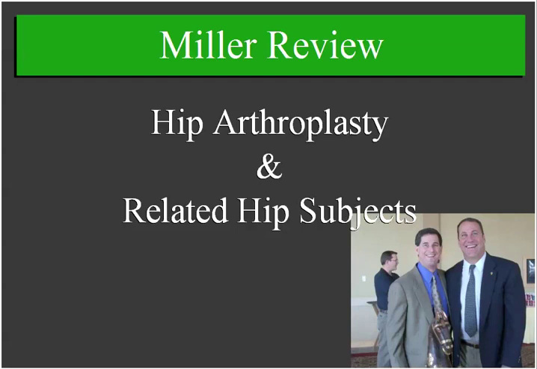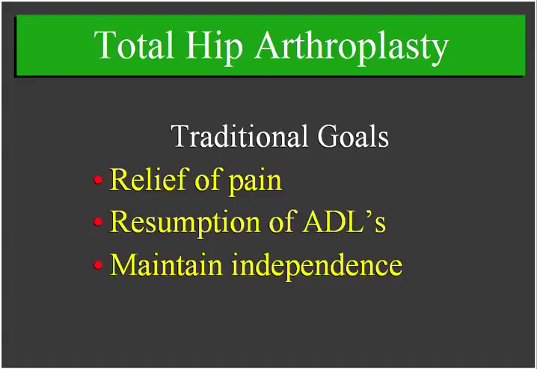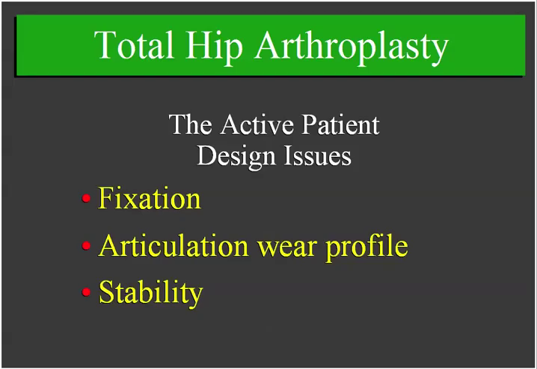Okay? So I'm going to first start on hip arthroplasty and hip-related subjects. Hip replacement surgery. Main goals of hip replacement are relief of pain, resumption of ADLs, and maintenance of independence. That was started in the modern era with John Charnley in '71. The active patient presents a significant problem, and that's where we're going to talk about fixation and then the alternative bearing surfaces. The wear profile of the bearing is one main problem that causes osteolysis. And then another main issue that you're going to see is hip stability, where we have problems with dislocation. You're going to be hit with many questions about that.